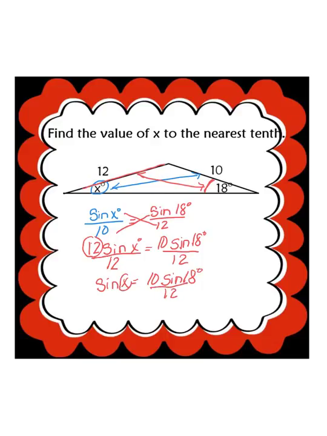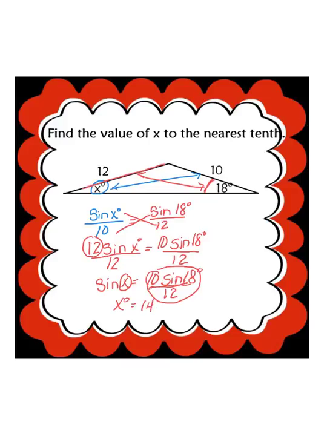Now remember, because you're finding an angle, you need to tell your calculator to work backwards. So go ahead and hit your second feature on your calculator, and then hit the word sine, because we're using sine. We're going to type in exactly what we see here on the right hand side of our equal sign. So we're going to type in 10. Then it says sine of 18, so type that in. Don't forget to close out your parenthesis, and then notice it has a divided by, so hit your divided by 12.